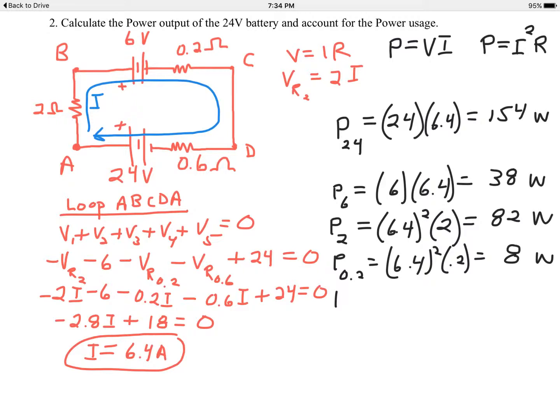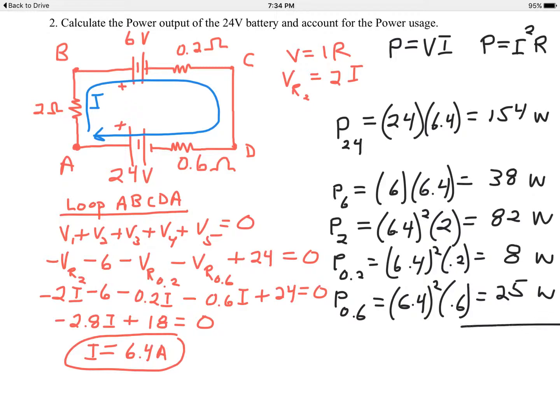And then the power used up, or turned into heat and light, or just heat, for the 0.6 ohm resistor is 6.4 squared times 0.6. It'll be just 3 times bigger. If you actually do the math here and round off, it comes out to be 25 watts versus 24 watts. That's not that important. You could have just put 24 watts there. But what I want to show you is this.